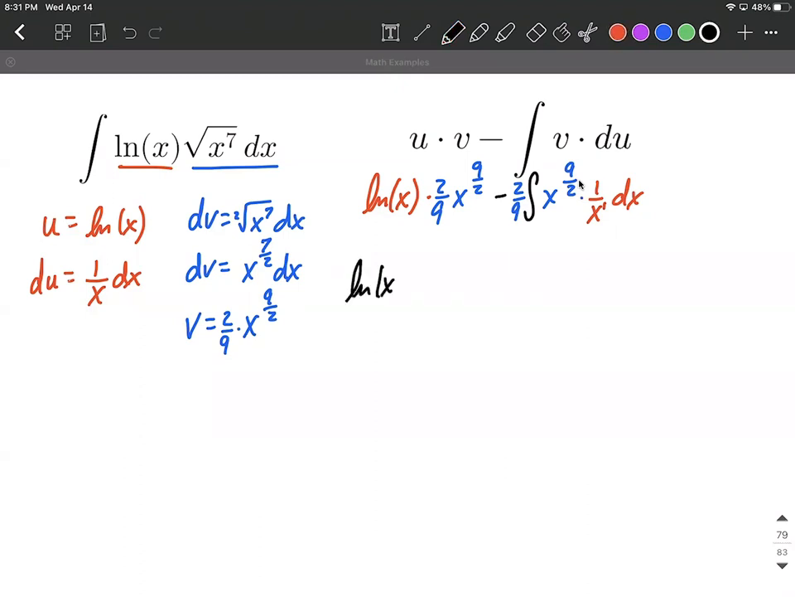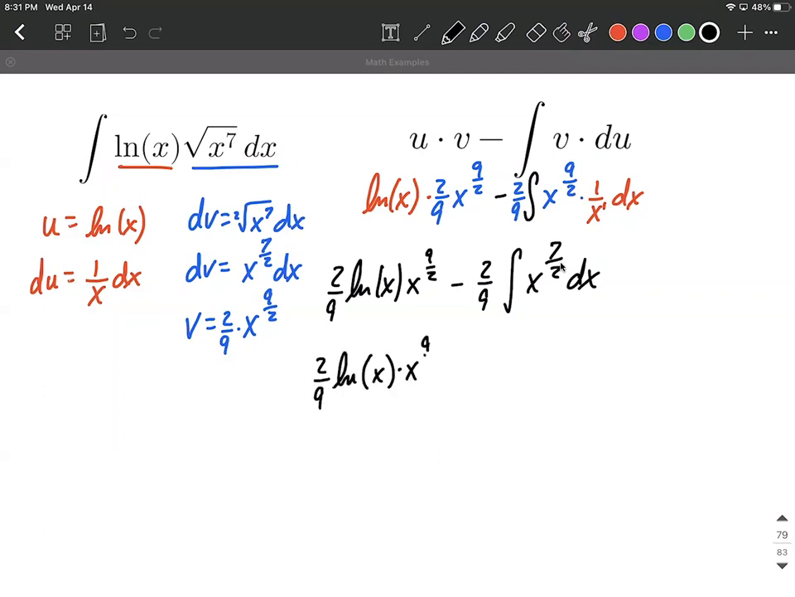So just kind of copying down everything we have. Like I said, maybe we'll move that 2/9 out in front, x to the 9/2. 2/9 is out in front here, the integral of x to the 7/2, right? 9/2 minus 1 makes 7/2 dx. All right, from here, we just need to integrate this. Did something pretty similar just a minute ago. A lot of copying down stuff. Bring the 2/9 along, as constants can come along.